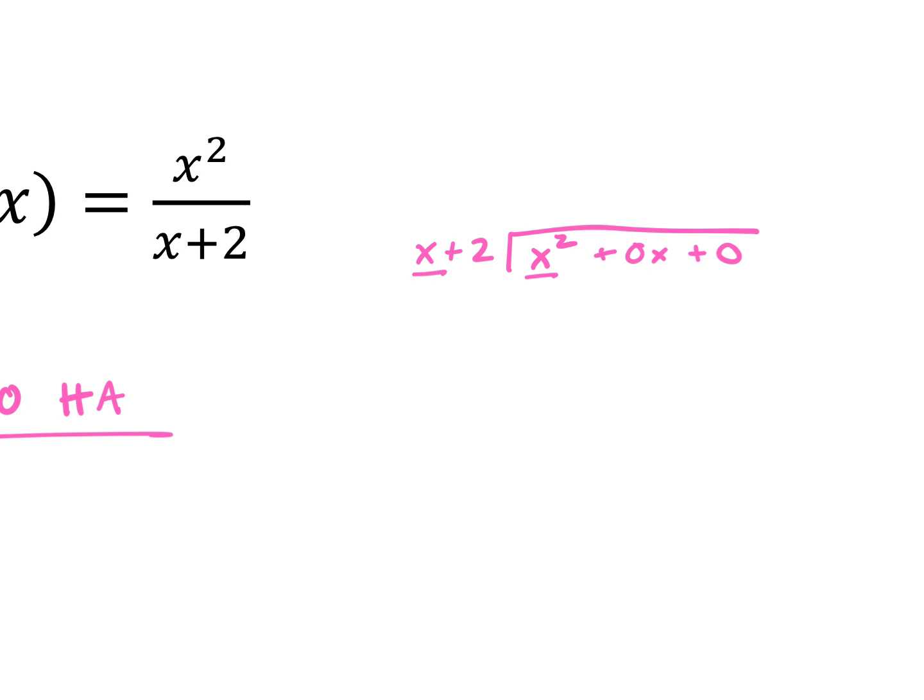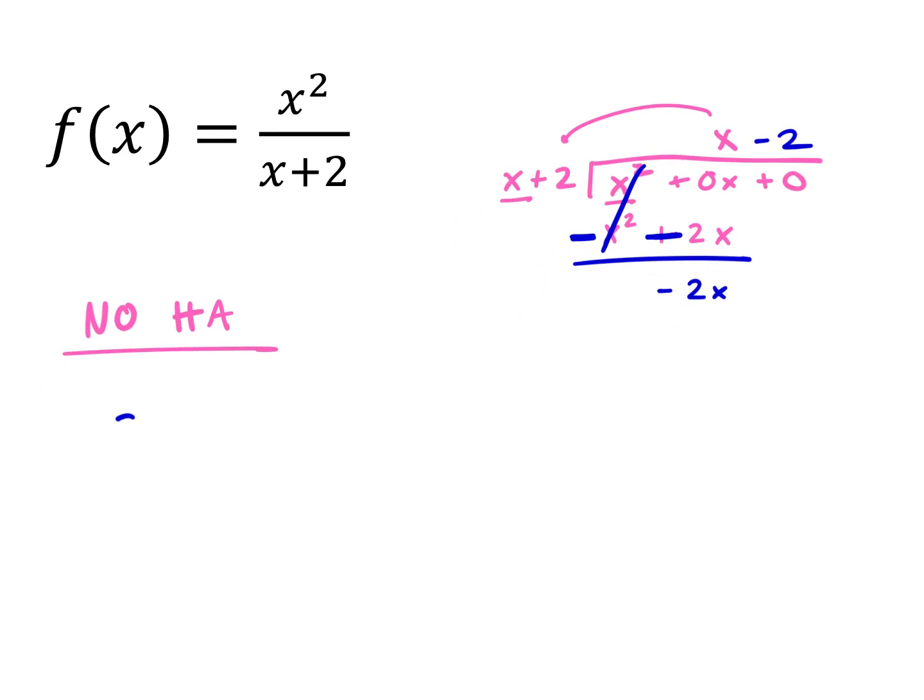X squared divided by x would be x. Then we multiply x times everything out front, so we get x squared plus 2x. Change the signs and combine. The x squareds cancel. This would be -2x. Divide again, so -2x divided by x would be -2. Everything after this is just the remainder, which we drop. So our slant asymptote would be y equals x minus 2.